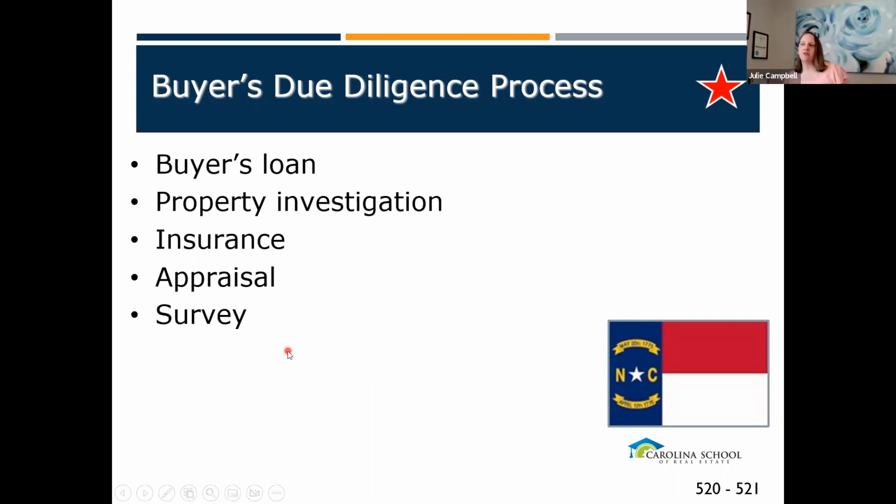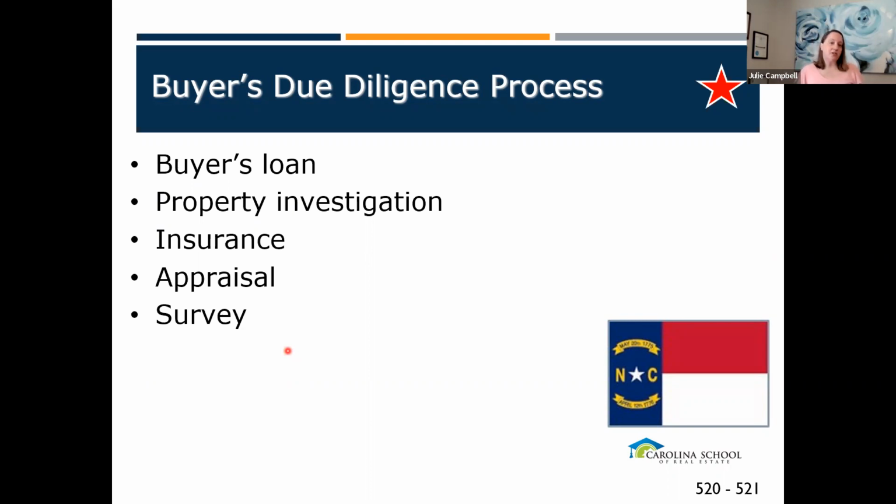Surveys, we talked about in Unit 4. Buyer may choose to have a survey. Very rarely the lender may require it, but most of the times it's buyer's option. That helps them identify the property line so they know if they're dealing with any easements or encroachments.